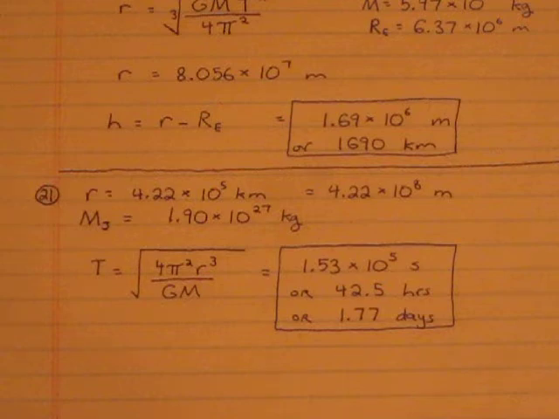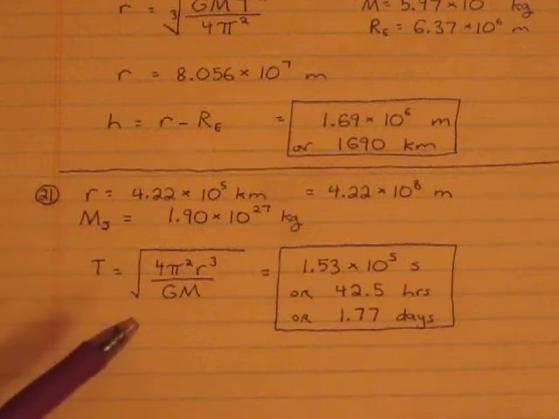Number 21 is similar to the last one. Calculate the orbital period for Jupiter's moon Io, which orbits at a given distance from the planet's center. Alright, so this one we will just straightforwardly use the period equation. We solve it for period: square root of 4 pi squared r cubed over GM.